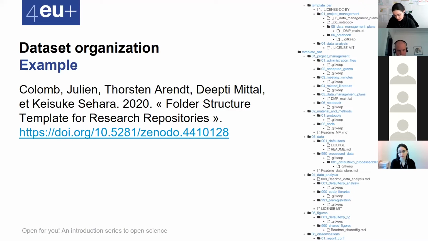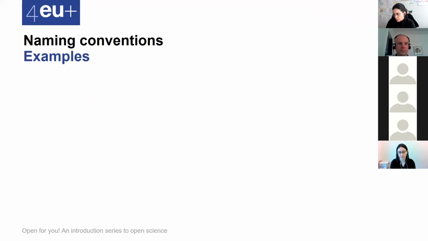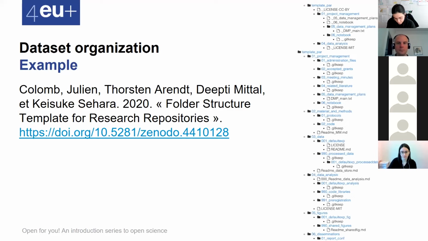Another example is about data organization. The files are organized as follows. A first part on project management, with administrative documents, meeting notes, and data management plans. A second part contains the materials and methods, with protocols and codes. And a third part is with the data, raw data and processed data.